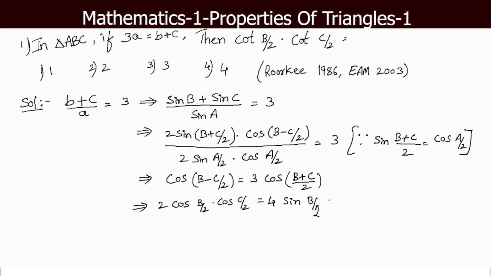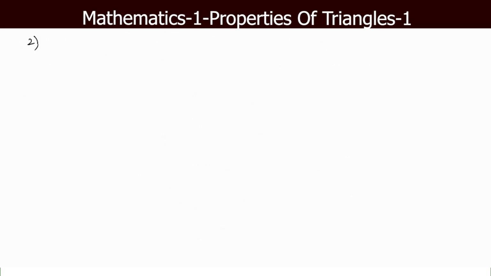Taking all cosines one side and all sines another side, you will have 2 cos(B/2) cos(C/2) equal to 4 sin(B/2) sin(C/2). So therefore, cot(B/2) cot(C/2) is equal to 2. So the answer is option number 2.